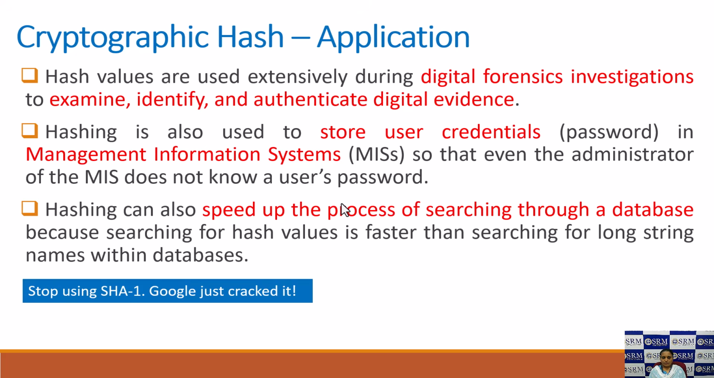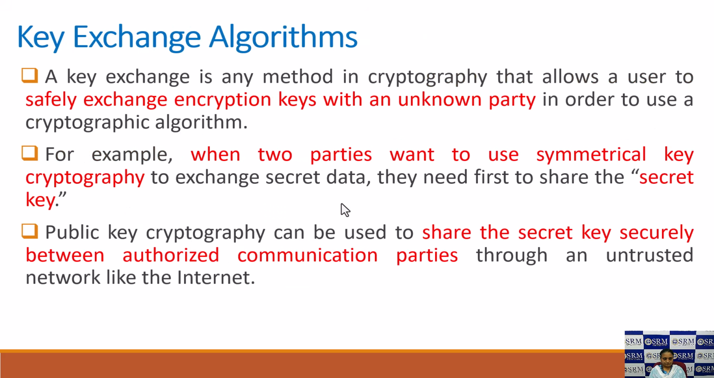As I already informed, hashing is also used to store user credentials, which are passwords, and it is used in management information systems. Hashing can also speed up the process of searching through a database, because searching hash values is faster than searching for long string names in databases, since basically it's hexadecimal numbers we are going to use. One piece of information is we have to stop using SHA-1 because Google has already cracked it. So SHA-1 is not the best hashing algorithm. If you are using that, it can be easily cracked.